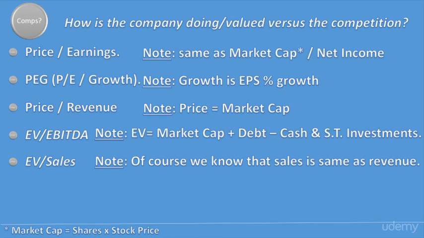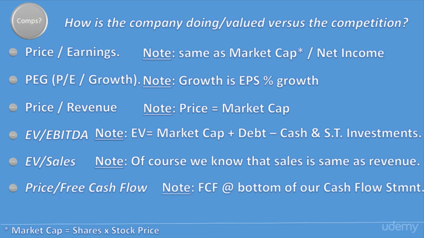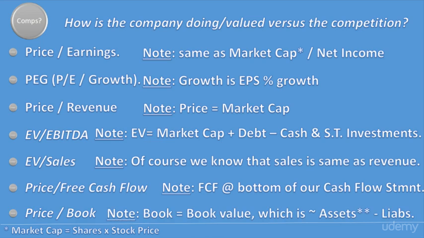And then EV to sales, same thing, except sales is the same thing as revenue. You know that. And then we look at price to cash flow and free cash flow. Sorry, it's at the bottom of our cash flow statement. I don't know why they call it free cash flow. I mean, is cash really free? I don't get it. All right. And then they've got price to book, which we covered quickly. So book equals book value, which is basically assets minus liabilities. What's that down there? Oh yeah, tangible assets. But for the simplicity, let's just assume that it's just assets minus liabilities.